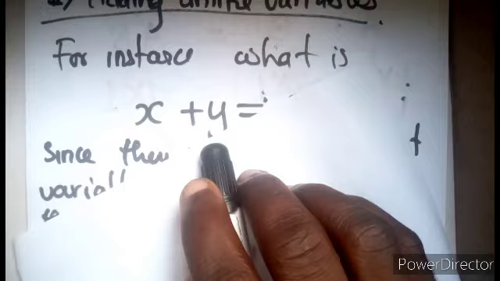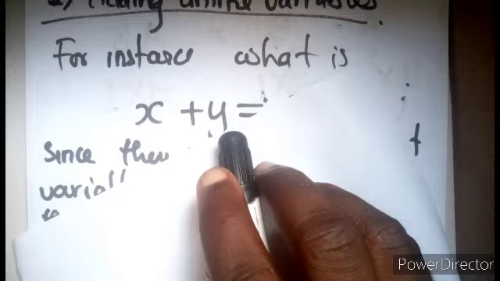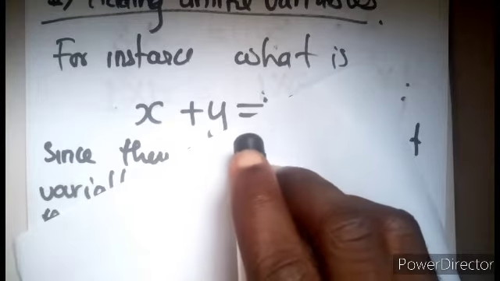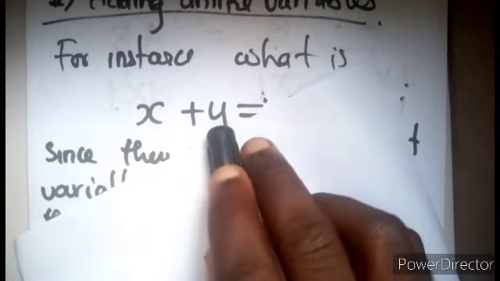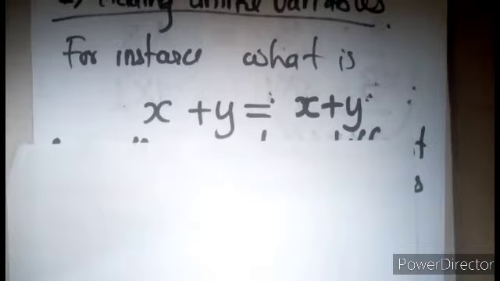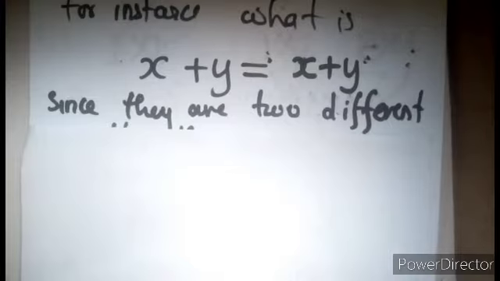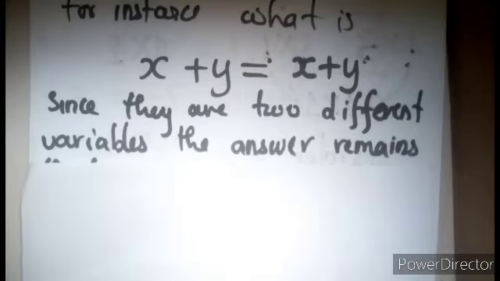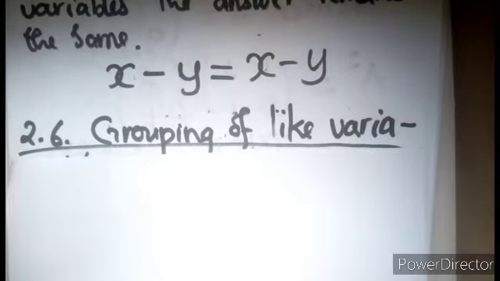Is it possible for you to add an apple with a banana and obtain a single item that has the fullness of an apple and a banana at the same time? It's not possible. So x plus y is the same thing as x plus y, no change. The reason is simple: because the two variables are different, the final result is bound to remain as it was before. The same thing applies to x minus 1. x minus 1 is equivalent to x minus 1.